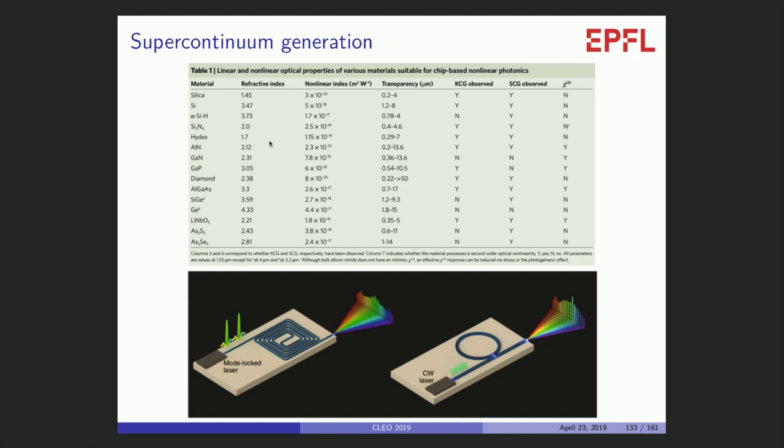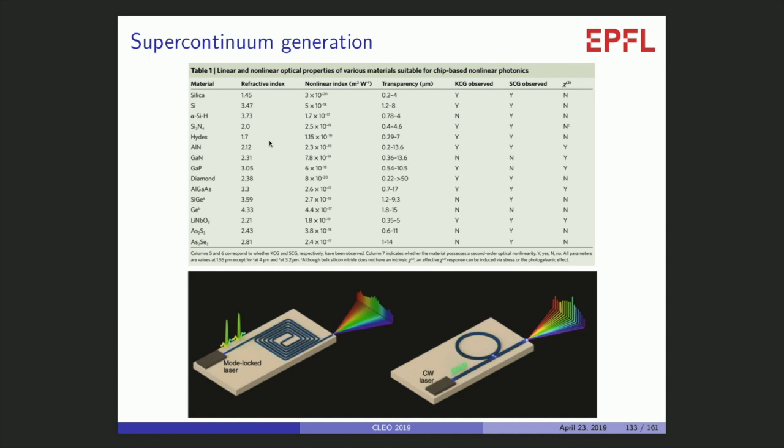And so if you look at these materials, one material, for instance, that stands out for telecom applications is gallium phosphide, because gallium phosphide has a band gap of about 2 eV and a high effective index of close to 3, and that gives you an effective nonlinearity that's 10 times higher than silicon nitride.